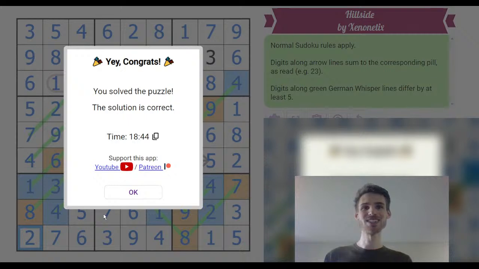Yes, I did enjoy. Nice, very nice puzzle. Smooth solve. I could probably do it a little bit faster if I wasn't blind.